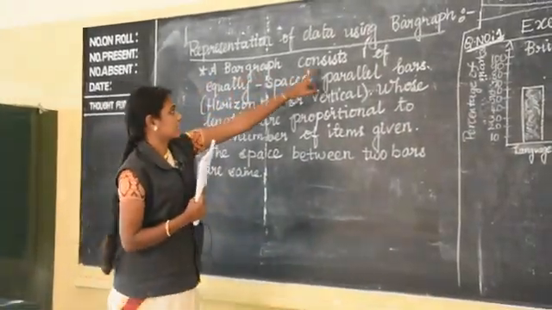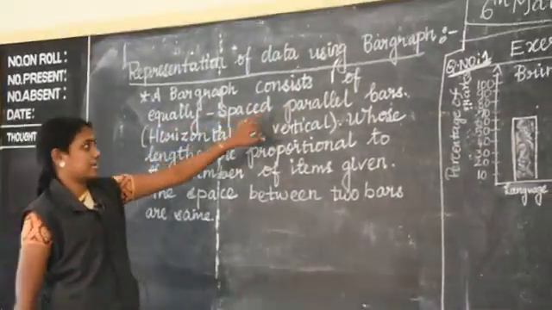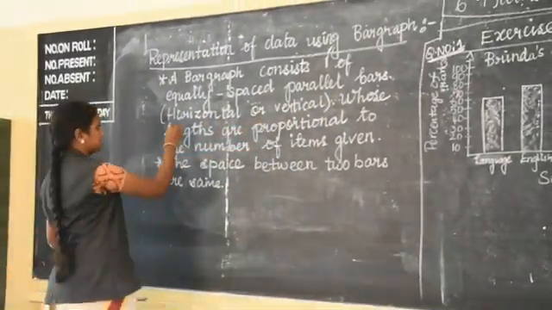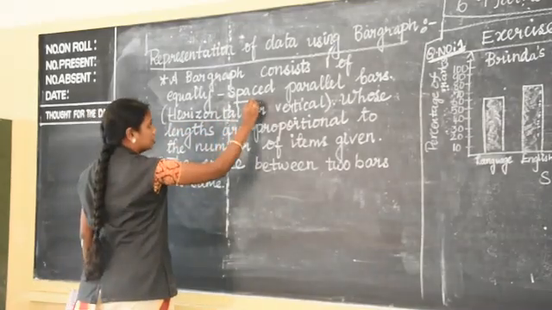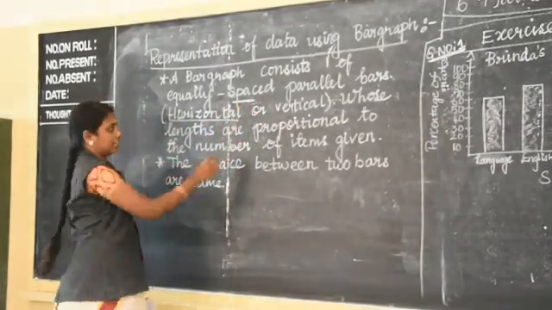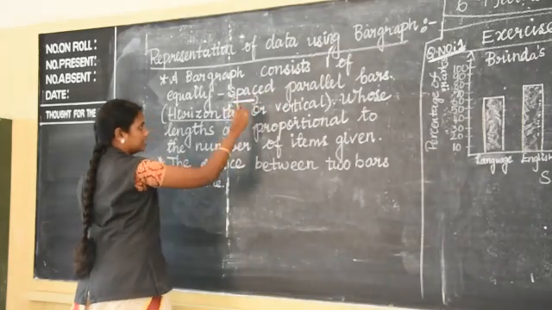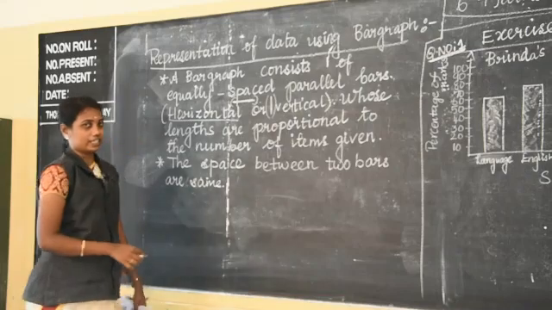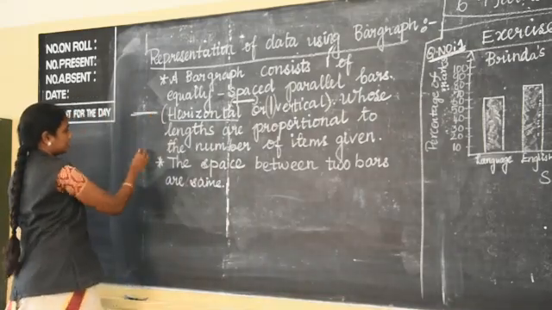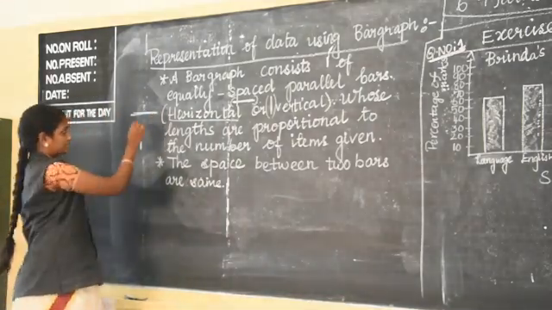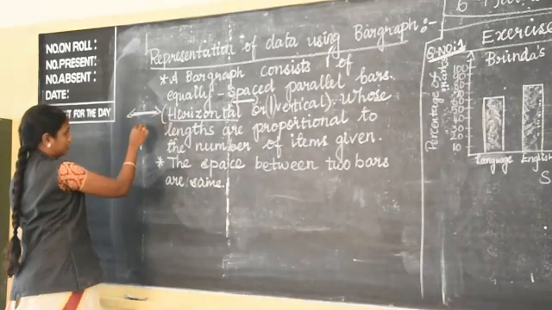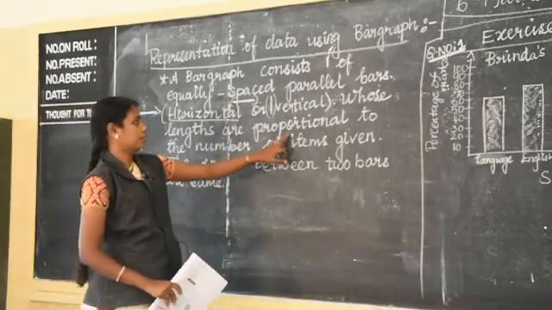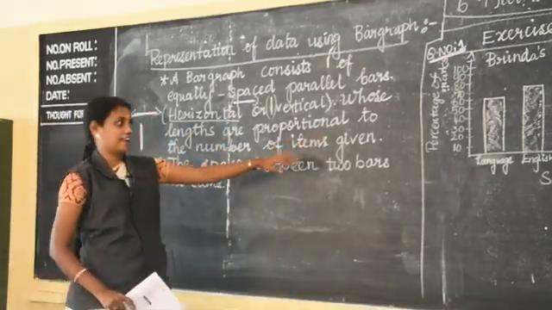A bar graph consists of equally spaced parallel bars, horizontal or vertical. What is meant by horizontal? If you draw the line like this, this is called horizontal. Vertical, if you write it like this, it's called vertical. Horizontal means like this, vertical means standing. Okay, clear? So whose lengths are proportional to the number of items given.